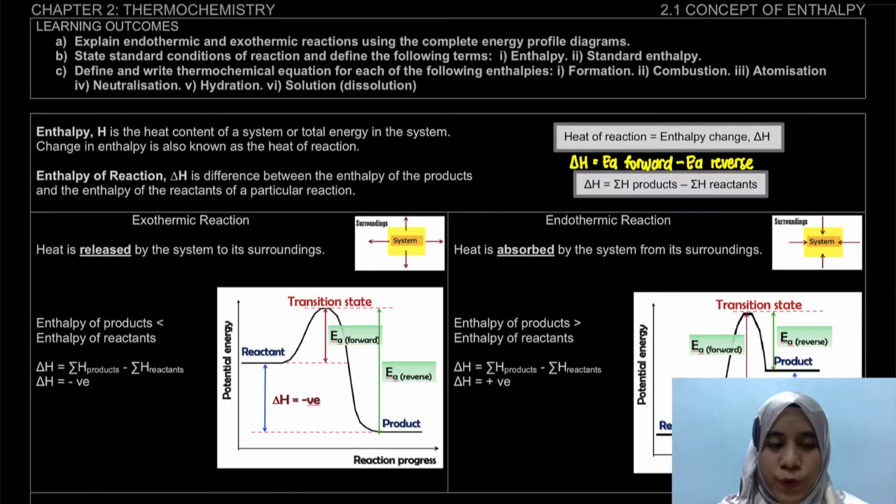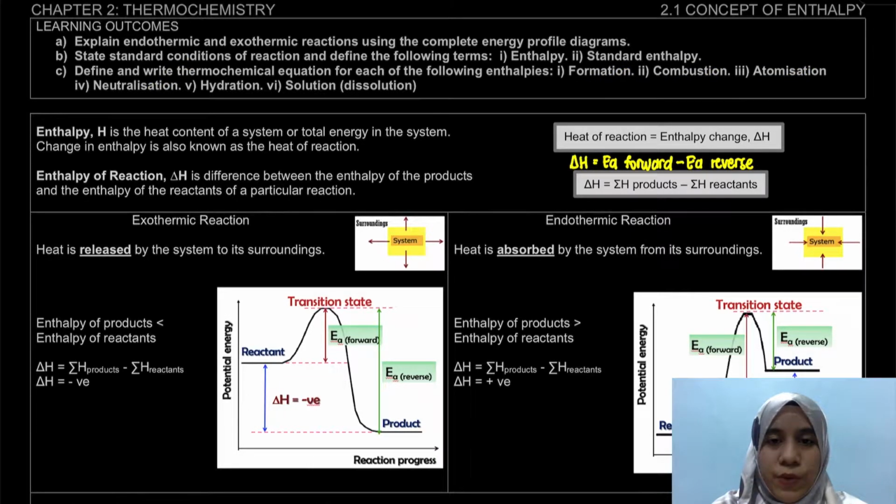In this video, we will learn to explain endothermic and exothermic reaction using energy profile diagram, state the standard condition of the reaction and define enthalpy and standard enthalpy. We will define and write thermochemical equation for the following enthalpies, which in this video we're going to look at for the formation, combustion, atomization and neutralization.